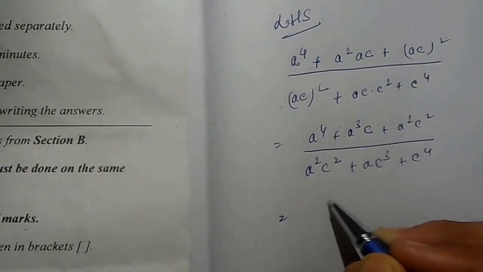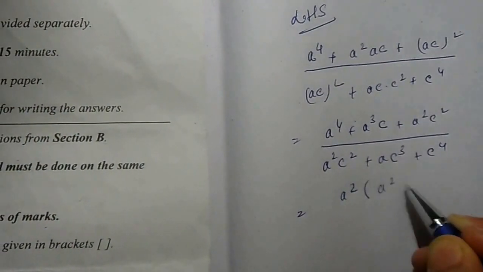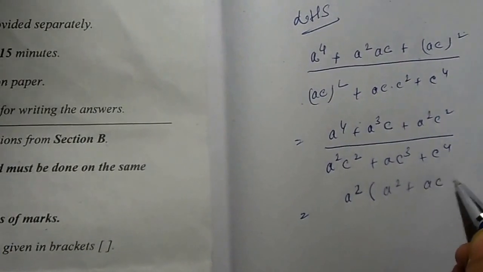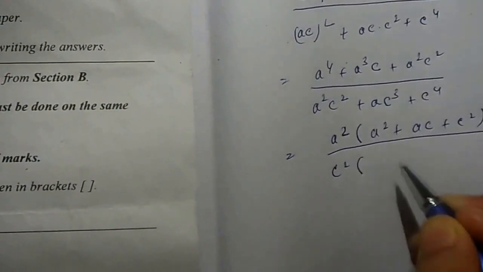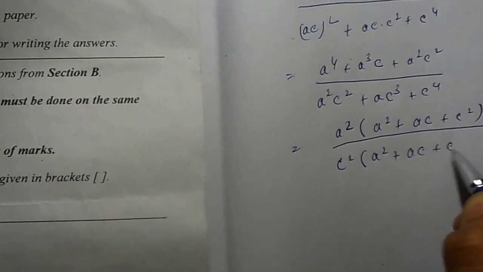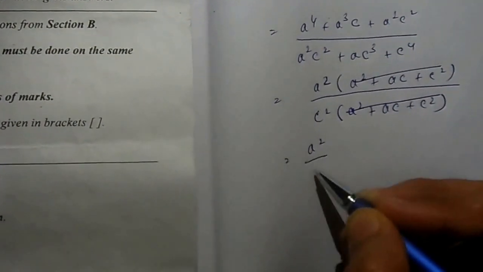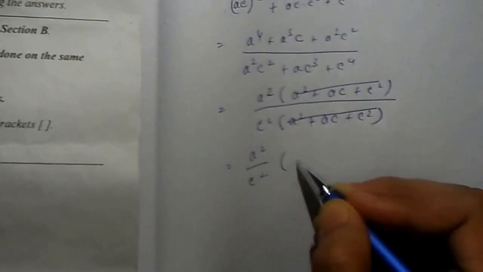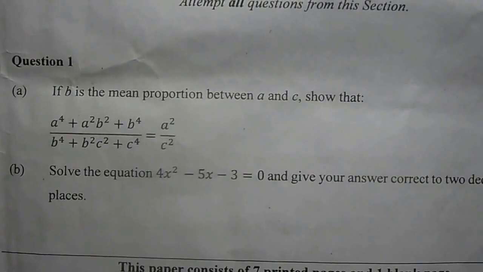Now taking A square common from the numerator, we get A square plus AC plus C square, and C square common from the denominator, we get the same thing, I guess, A square plus AC plus C square. Now easily cancel this out, and that gives us A square over C square, so that is equal to RHS, and the relation is hence proved.